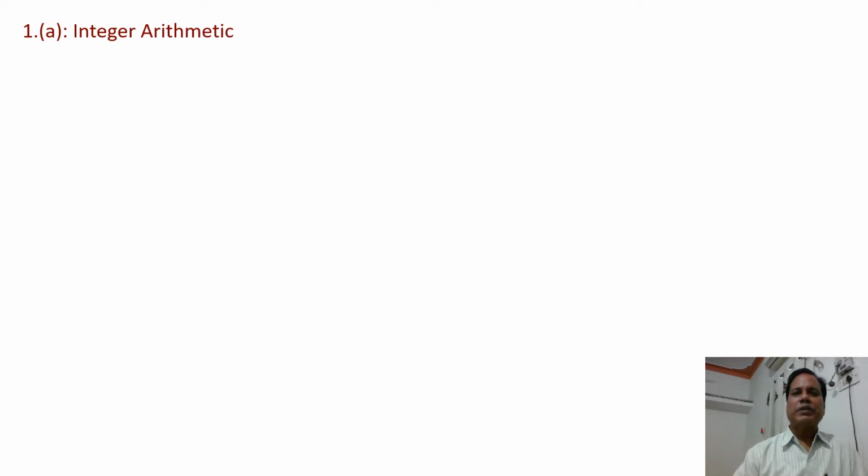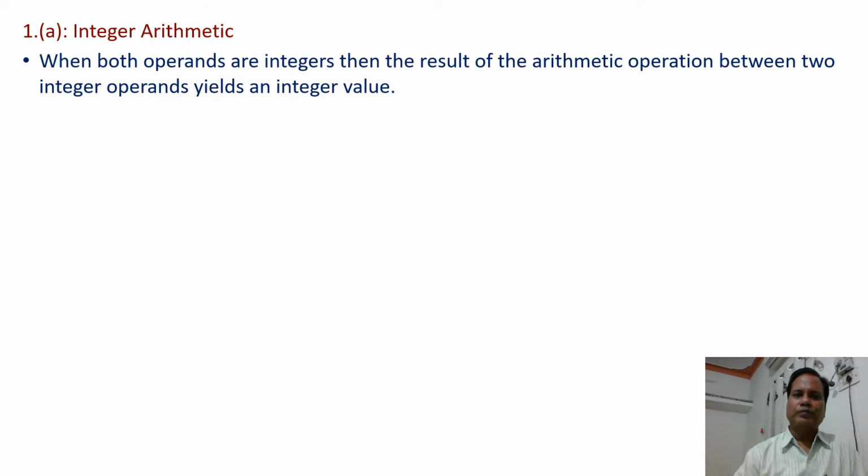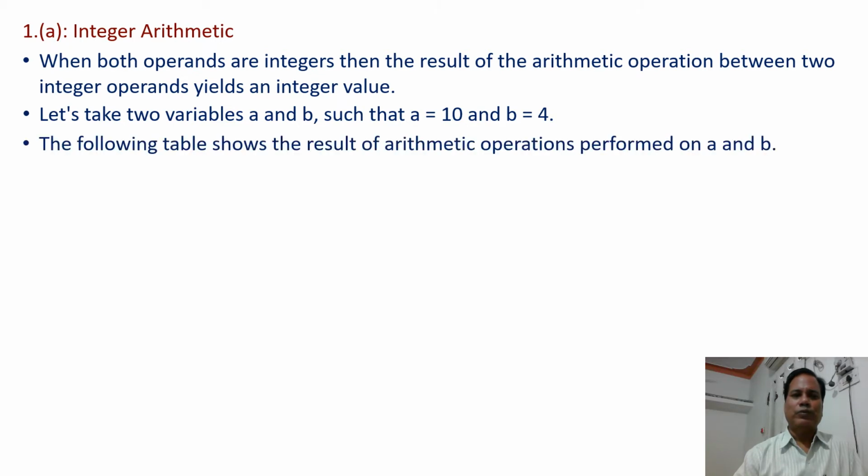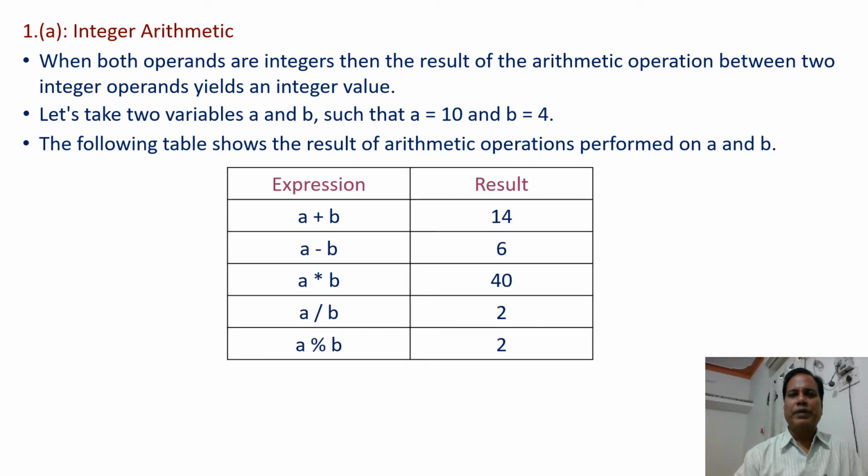Now let us discuss integer arithmetic. Which arithmetic is called integer arithmetic? When both operands are integers, then the result of the arithmetic operation between the two integer operands yields an integer value. Let us take two variables a and b such that a equals 10 and b equals 4. The following table shows the result of the arithmetic operations performed on a and b.